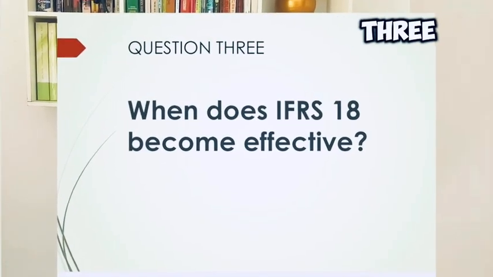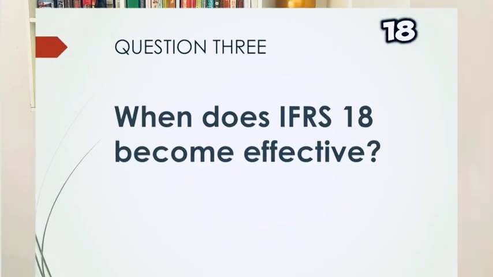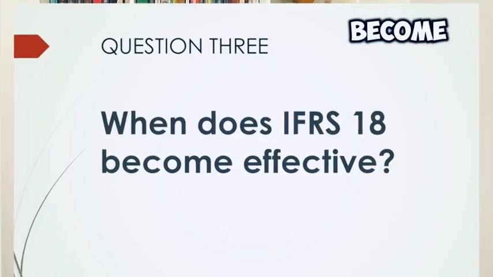Question number 3. When does IFRS 18 become effective? When does it become mandatory? Well, for annual reporting periods that begin from 1st of January 2027 and after, it becomes effective from January 1, 2027. That is the answer.